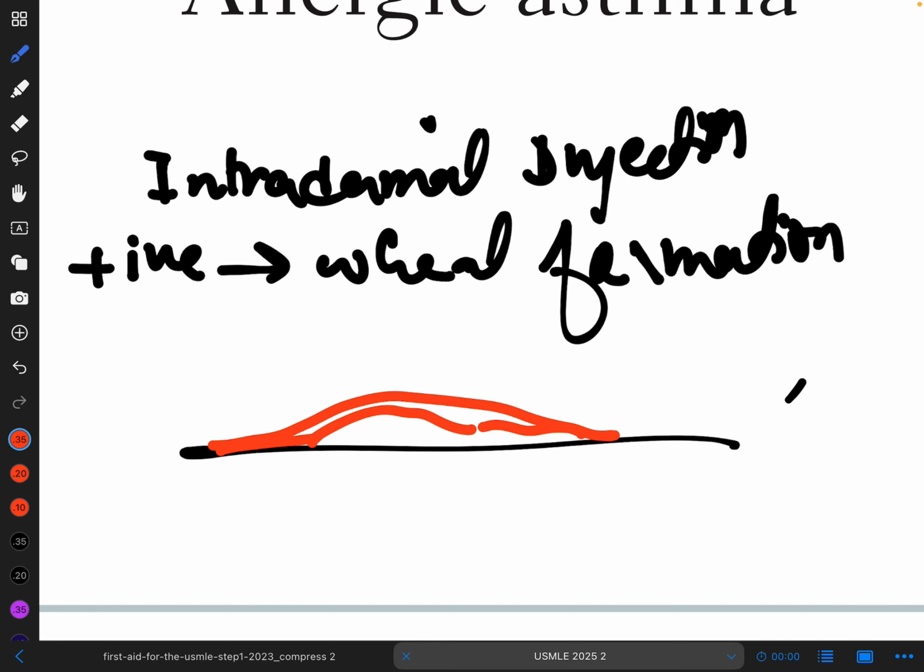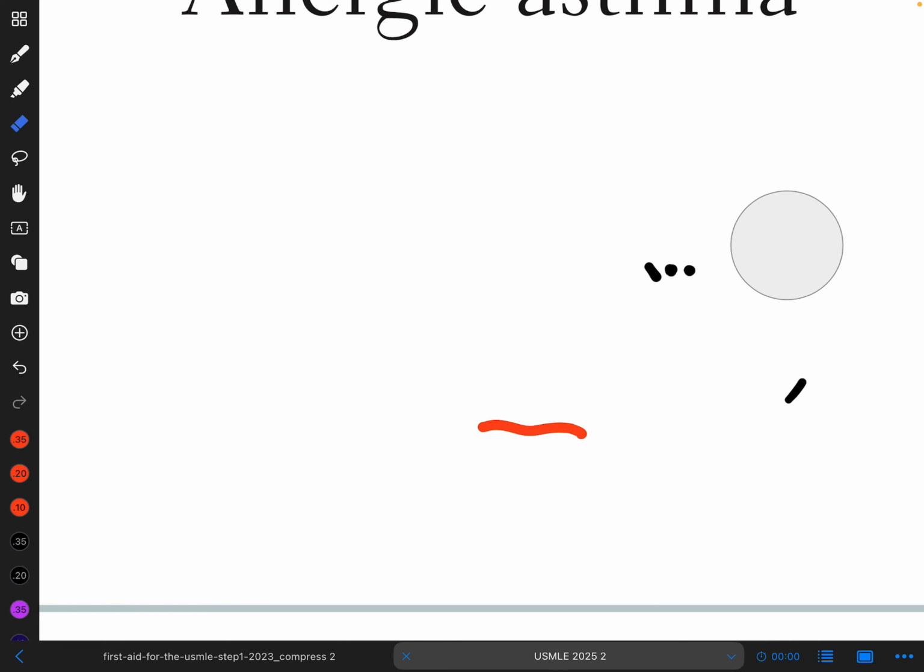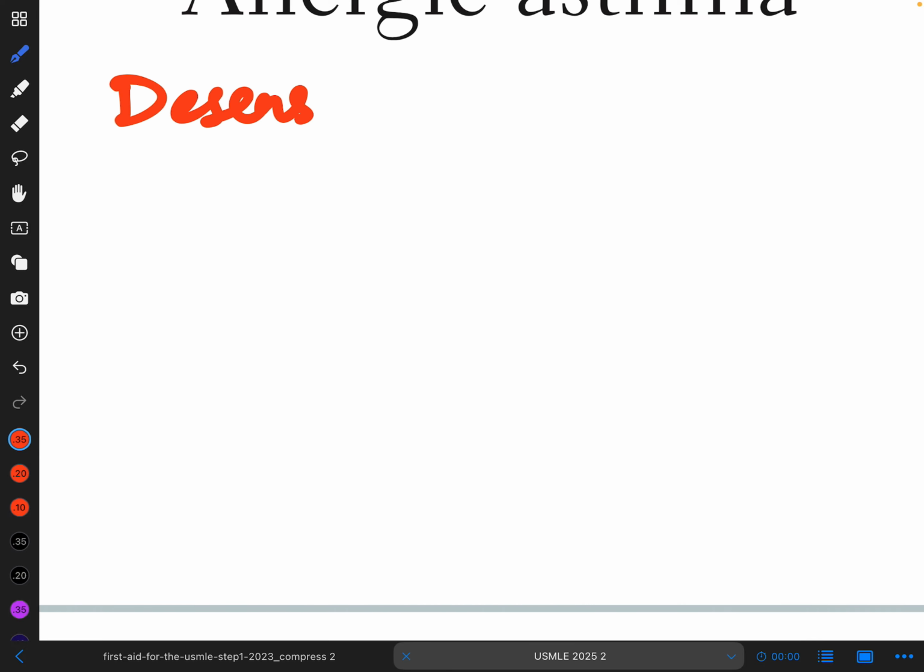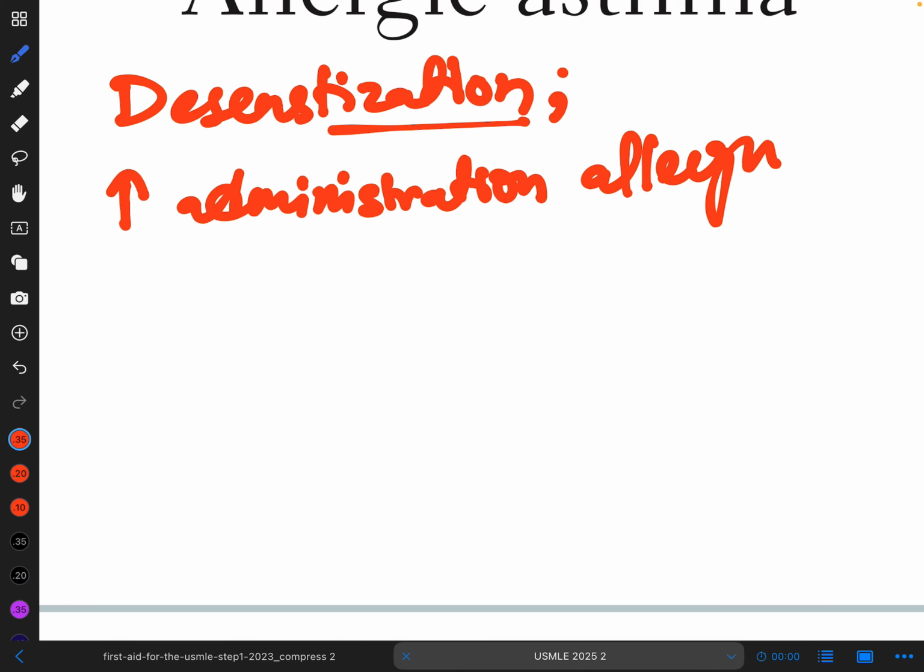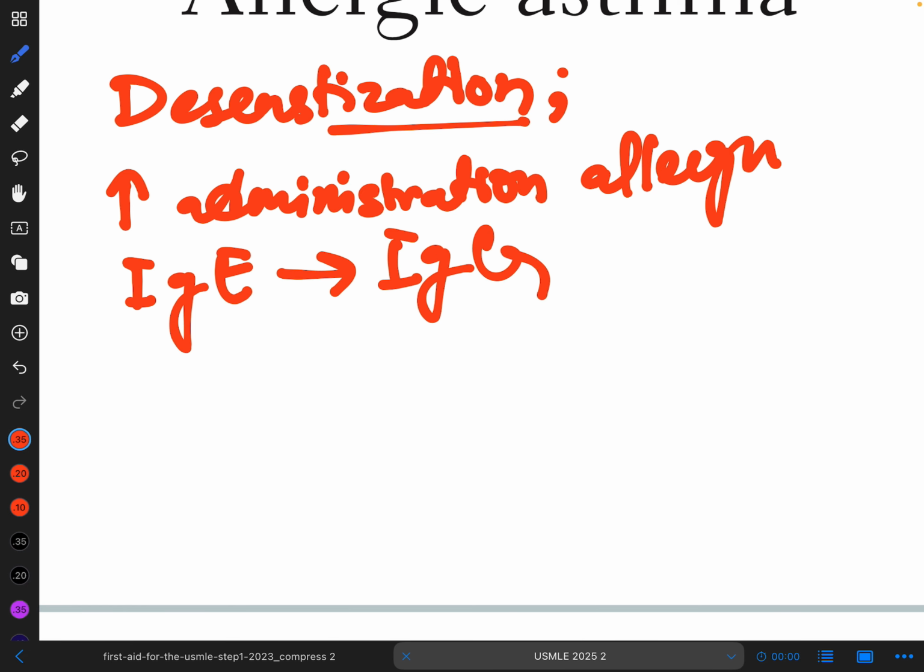Understand? And for desensitization, what are we going to do? We gradually administer increasing amounts of allergen, and the response changes from IgE to IgG, so that the body becomes desensitized. Antigen-antibody complexes can block the mediator release and also modify the T helper cells.